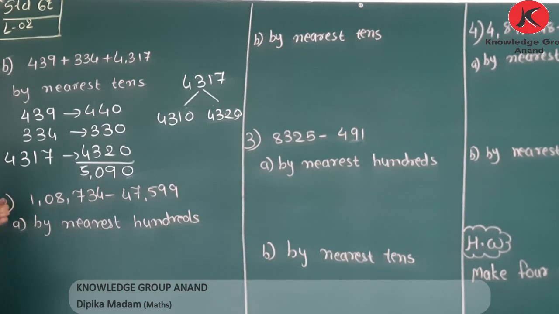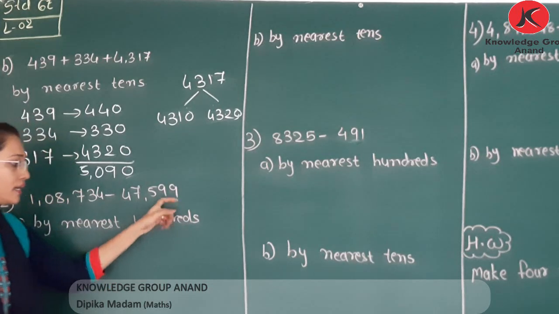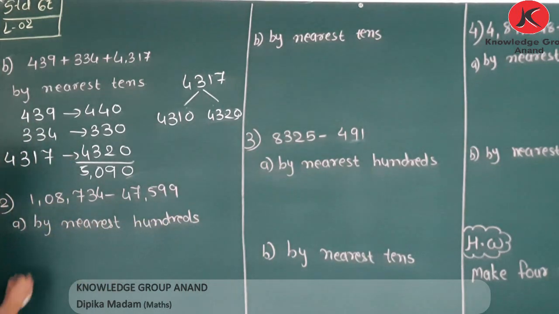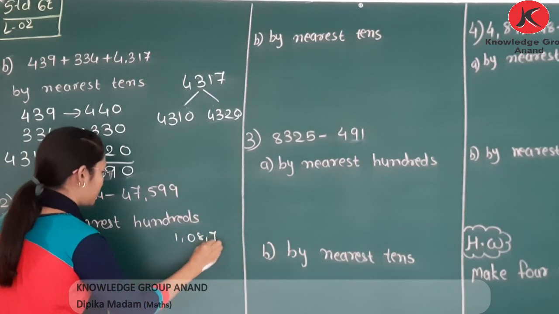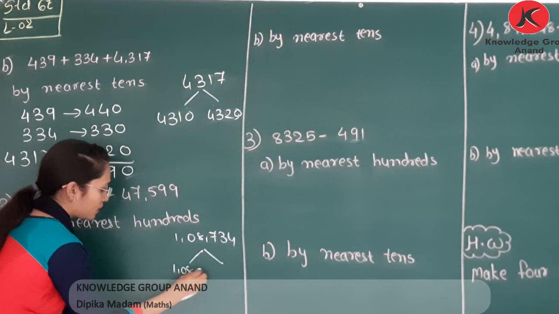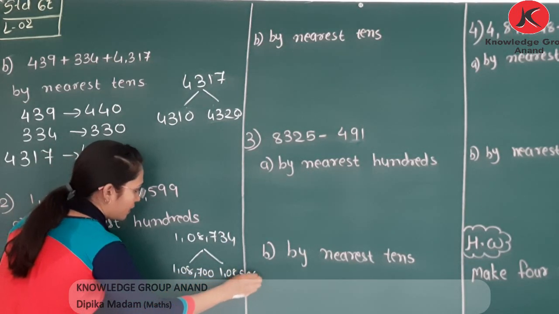Okay, same, example 2. 1,08,734 minus 47,599. First we will perform the 100 estimation. So you need to change these two digits. Between which two hundreds values? It will be 108,700 or 108,800.